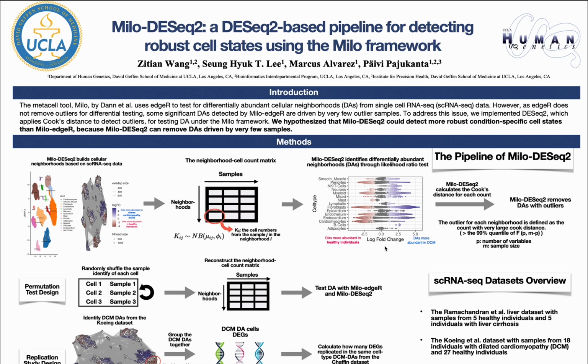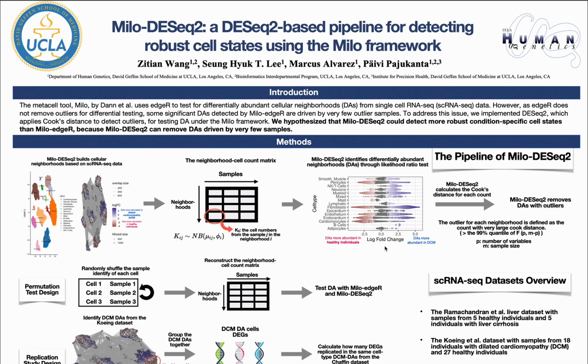To detect differentially abundant cellular neighborhoods, or DAs, the original Milo by Dann et al. adopts HR. However, as HR does not remove outliers for differential testing, some significant DAs detected by Milo-HR are driven by very few outlier samples.